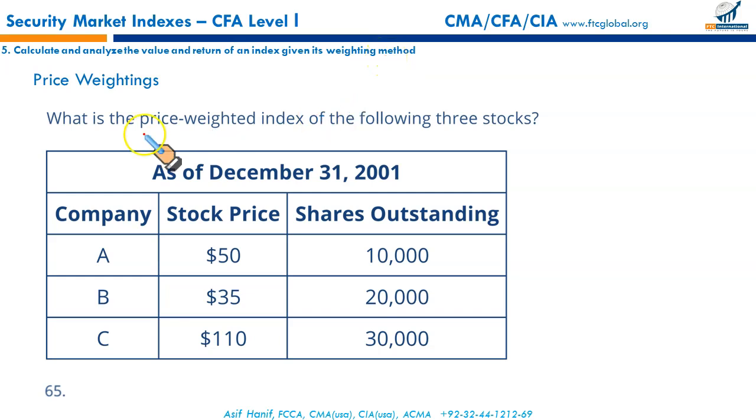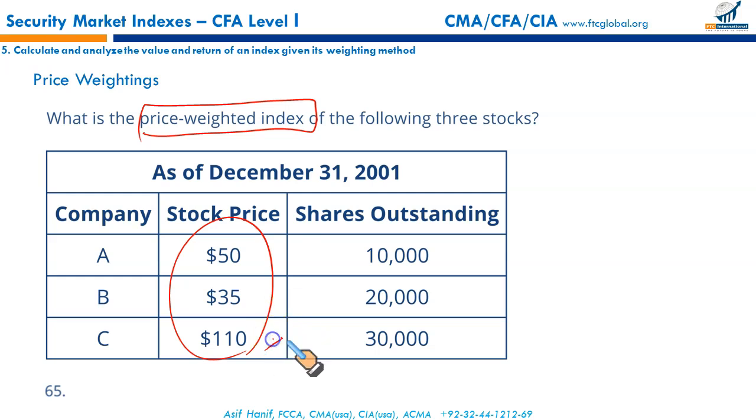Okay. What is the price weighted index of the following 3 stocks? Price weighted index means we just have to add up the prices. What's the index number? You simply add up the prices 50, 35 and 110 and divide by 3. That is 65. This is price weighted, right? You simply added the prices and divided by 3. So that gives you the price weighted index number, 65.